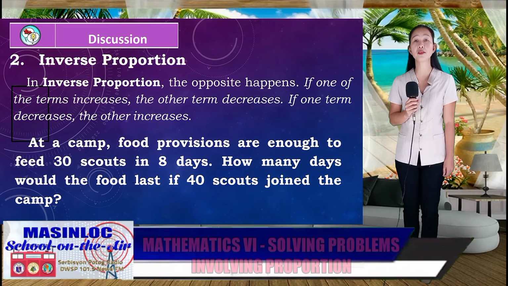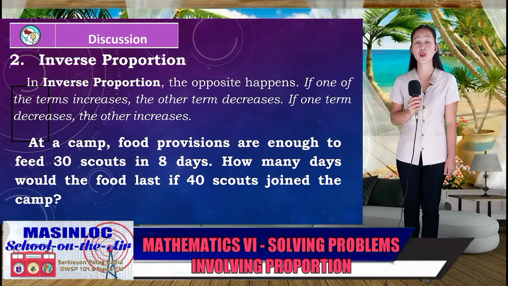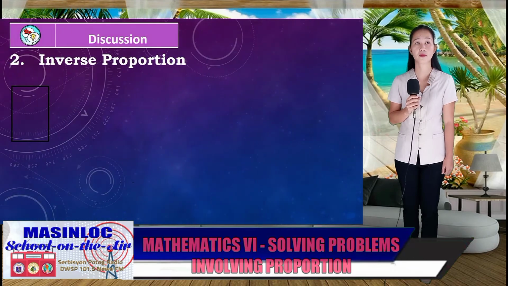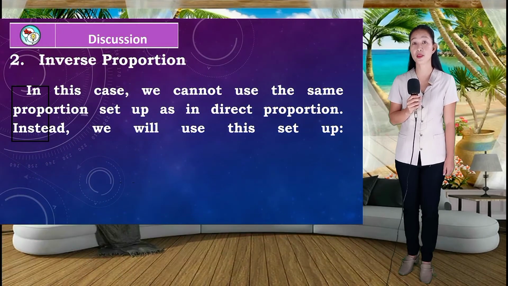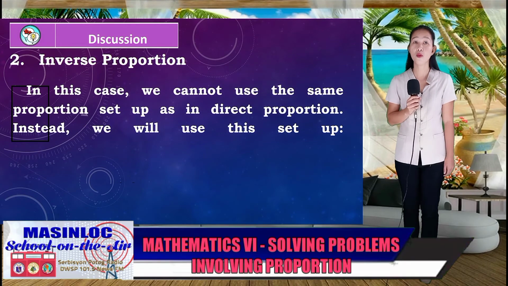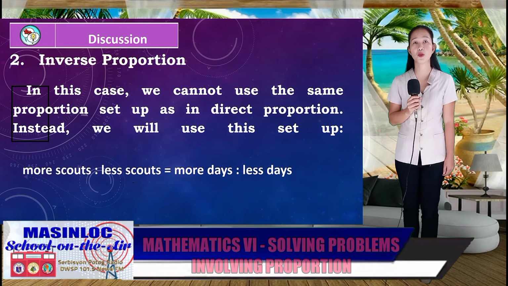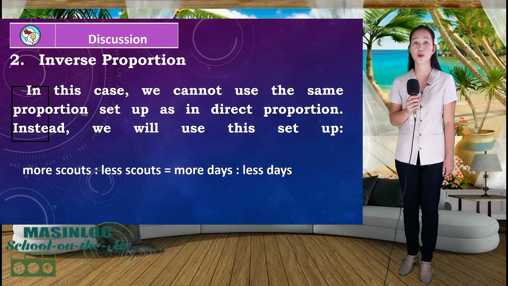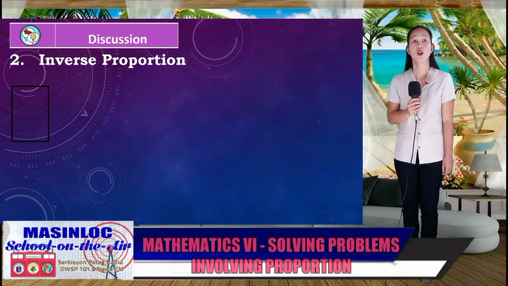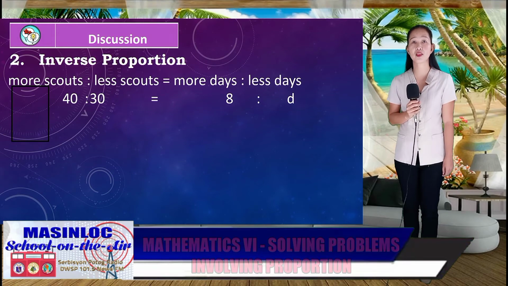The increase in one term will result in the decrease of the other term, if the given conditions are the same. In this case, we cannot use the same proportion setup as in direct proportion. Instead, we will use this setup. More scouts is to less scouts equals more days is to less days. Compare the number of scouts and set up the first ratio. Then compare the number of days and set the second ratio to form the proportion.